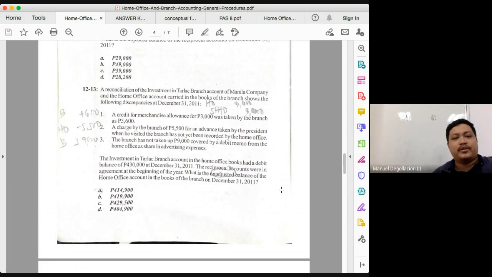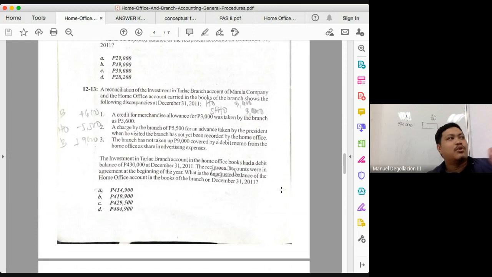Okay, so the unadjusted balance of the investment in branch account is 400, and this is what we are looking for. We only have 3 transactions, class. But for some reason, many students would find the first transaction confusing because we do not know how credit memorandums work. So what happened in number 1? A credit for merchandise allowance for 3,000 was taken by the branch as 3,600.